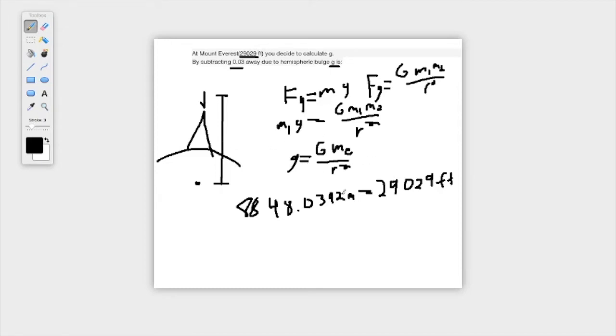But remember that R is this plus the radius of the Earth. So that would be 6.38 times 10 to the 6 meters.